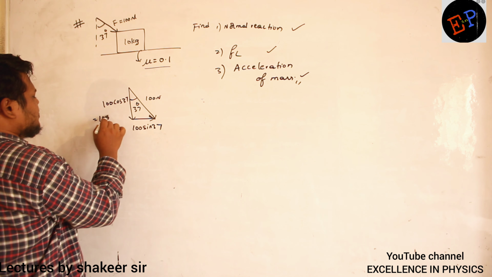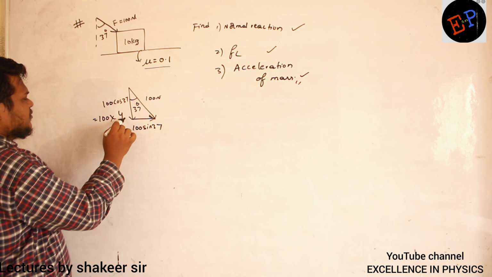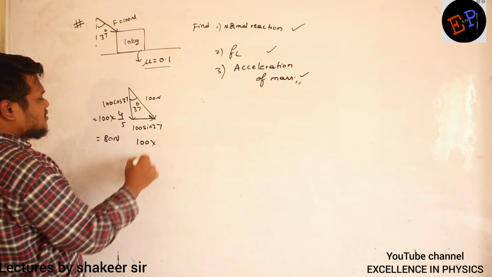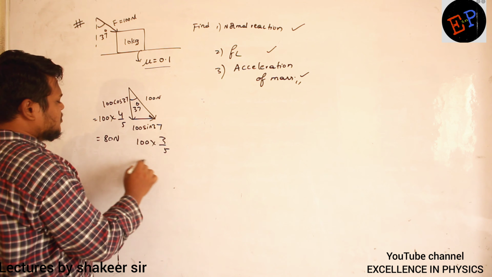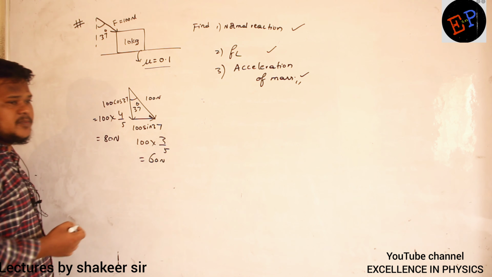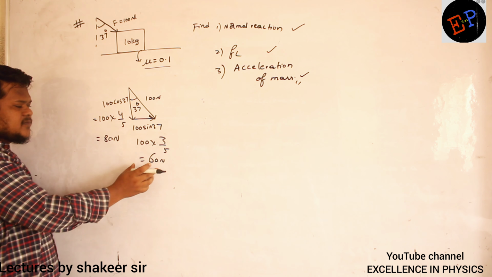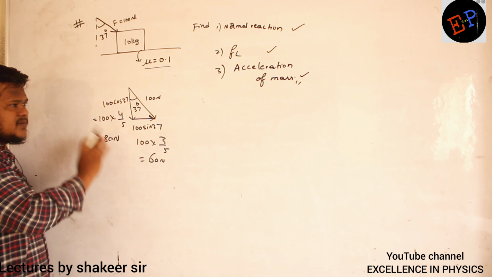So 100 cos 37 value 4 by 5. So 5 ones are 5, 5 20s are 80 Newton. So 100 sin 37, 3 by 5. So 5 3s are 15... 60 Newton. That's all now. So this force of 100 Newton, I have split into horizontal force of 60 Newton and vertical force of 80 Newton.